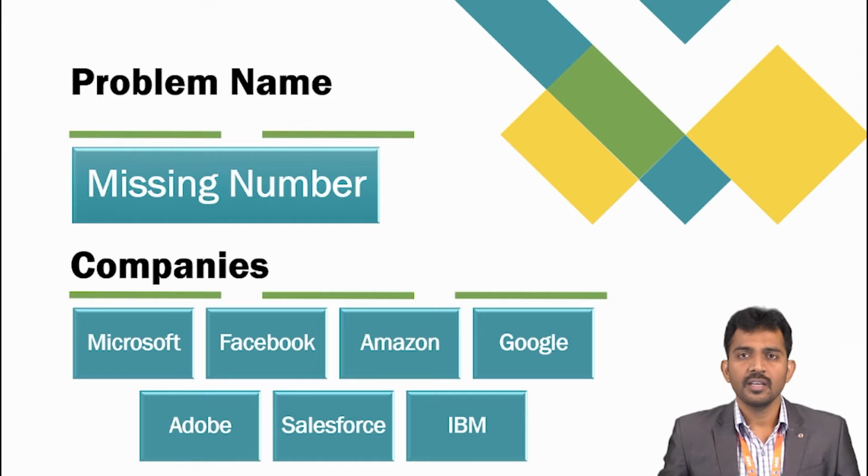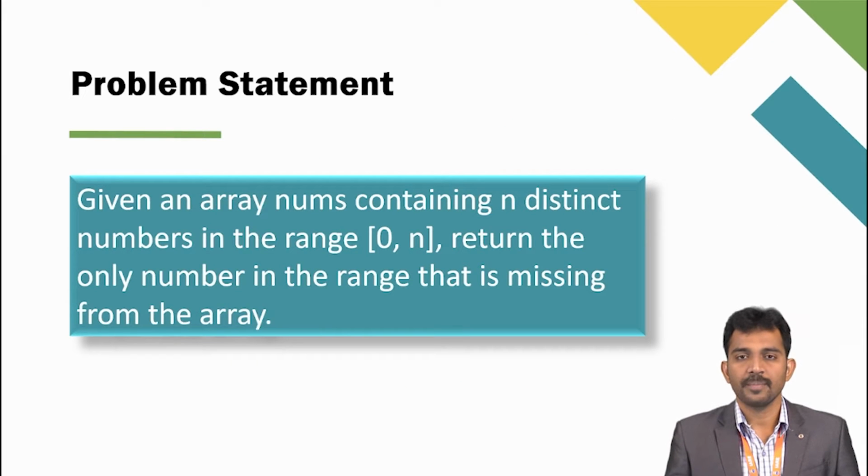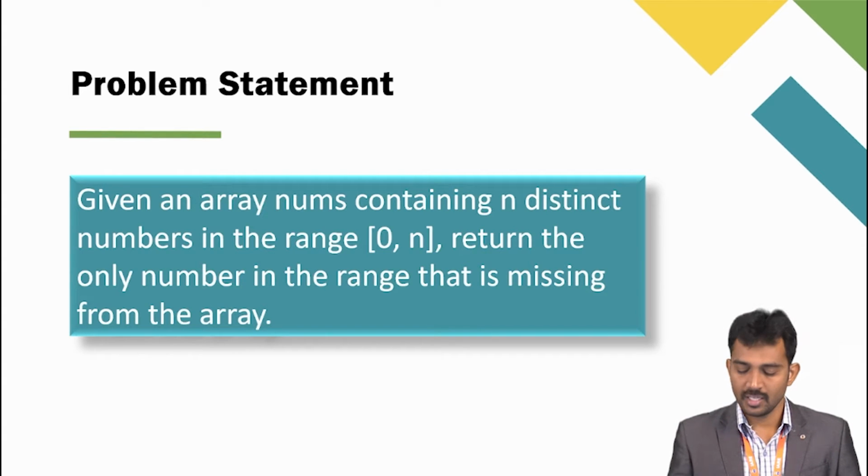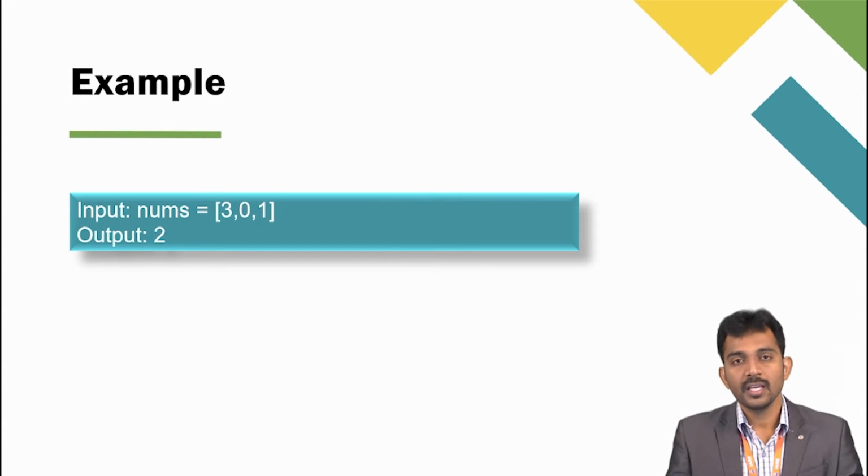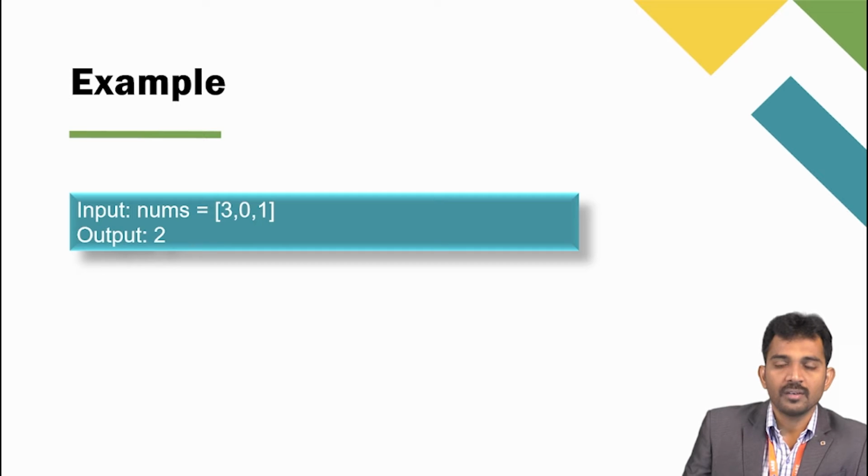What is the problem statement? Given an array containing n distinct numbers in the range 0 to n, return the only number in the range that is missing from the array. They are going to give the elements from 0 to n, and you need to find the missing number. See one example here: 3, 0, 1. So which number is missing?